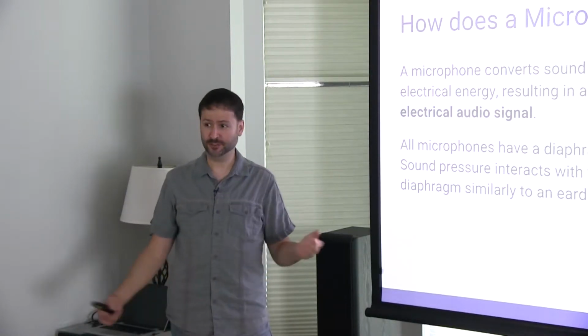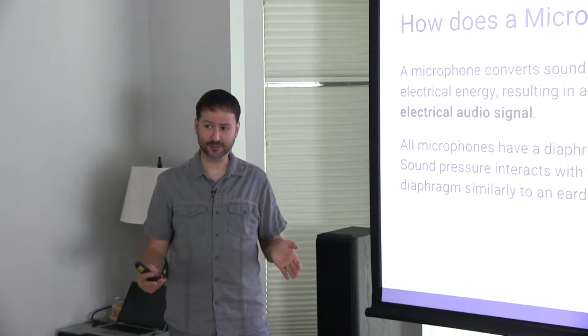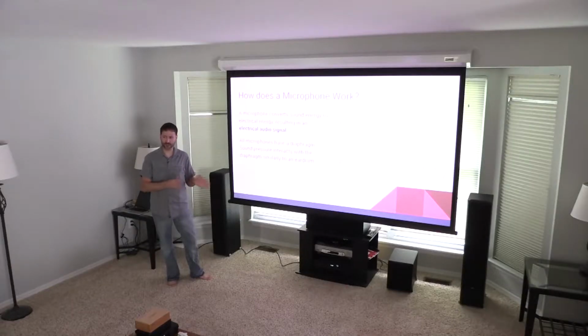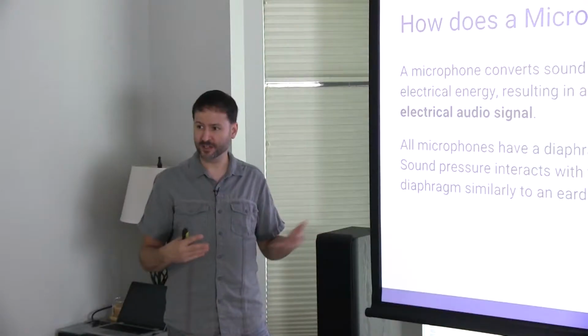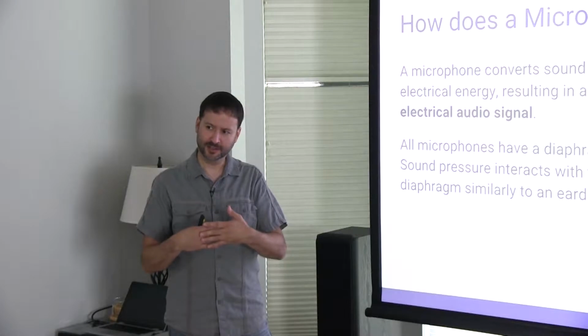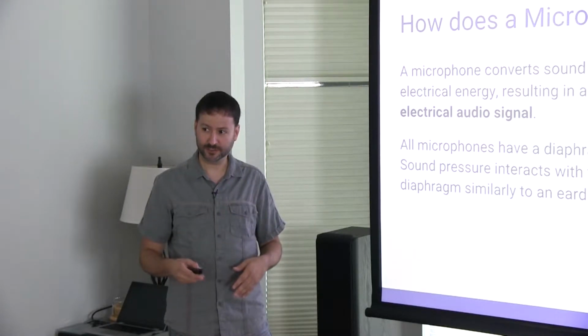There's a word for that, which is a transducer. A microphone is a transducer because a transducer converts one kind of energy into another kind of energy. All microphones have a diaphragm, some kind of a flat piece, think of it as like a piece of aluminum foil or something like that, and the sound waves move that in and out just like it would your eardrum. Then different kinds of microphones have different strategies of how they convert that movement into electrical energy.